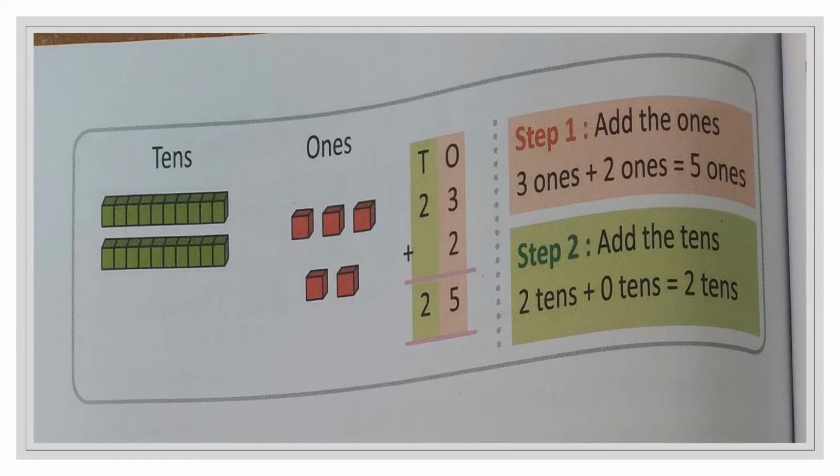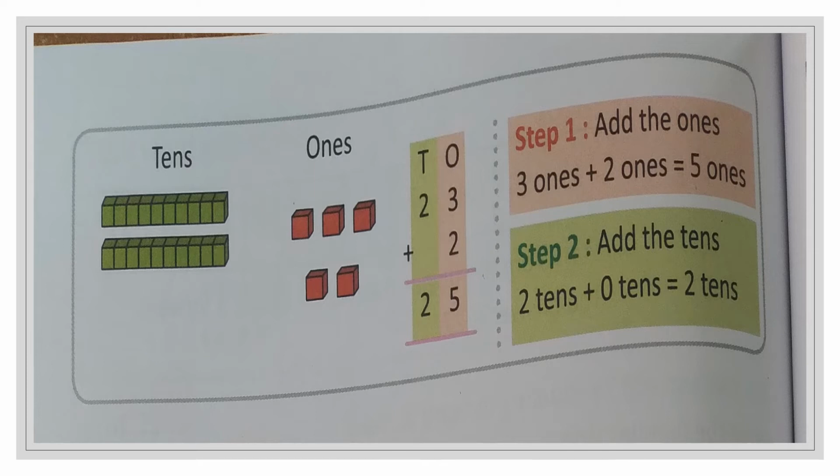Alright, children. So this is the rule that we have to follow always when we start the sum in vertical form, children. The first step is to add the ones. So the ones here are 3 ones plus 2 ones is equal to 5 ones.